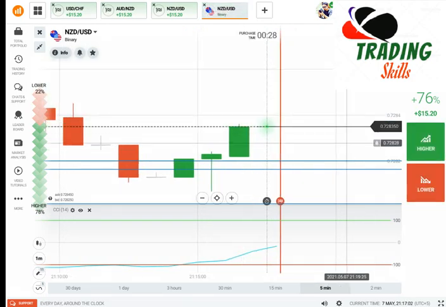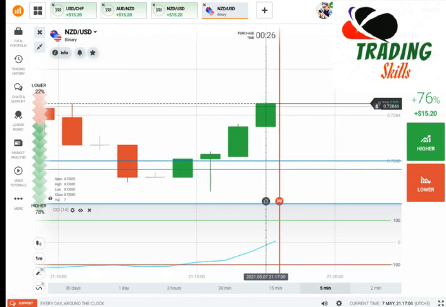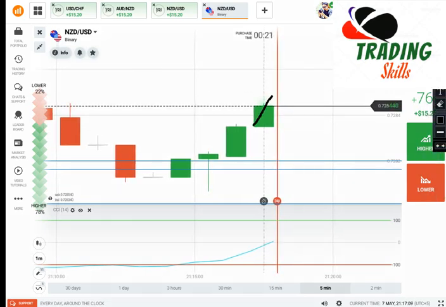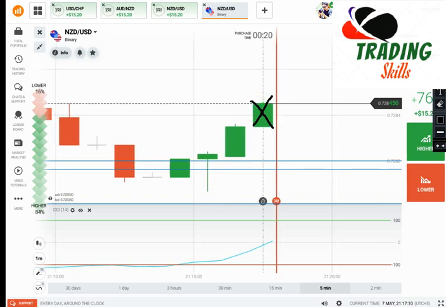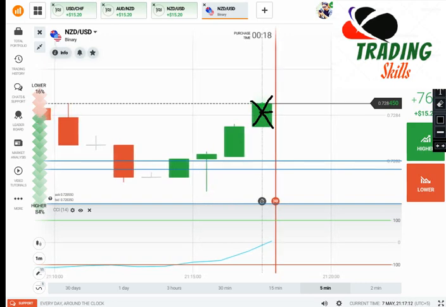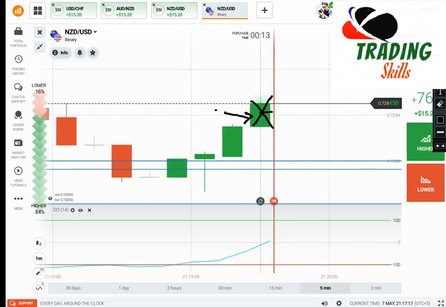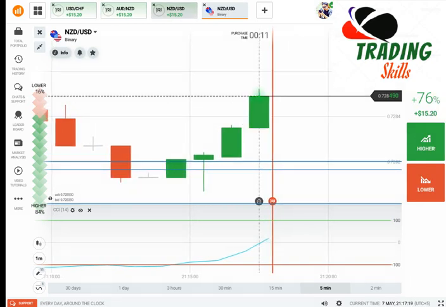Now again I will wait. In this candlestick, you can see the situation is that to go with the buyers or sellers, we cannot take any trade with this candle because it is not showing us any possibility.